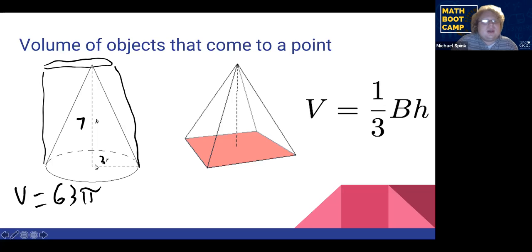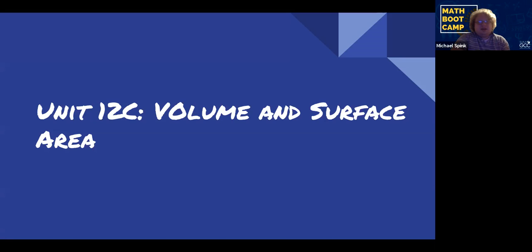In this case, we have our little cylinder. We figured out from the past that we had 63 pi for our whole cylinder. So the volume of just that little cone would be 63 pi divided by 3, otherwise known as 21 pi. Pyramids have the exact same kind of computation. That is a very, very brief look at volume and surface area.